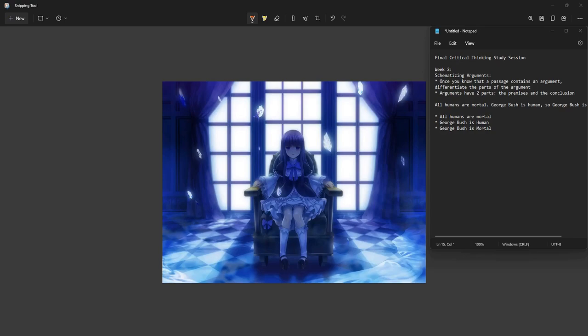To explain how to schematize these, we need to take these info bits and put them as follows. P1 is all humans are mortal. P2 is George Bush is human. So to conclude it, we write a little line underneath it and say, conclusion, which is going to be stood in for C, is that George Bush is mortal.